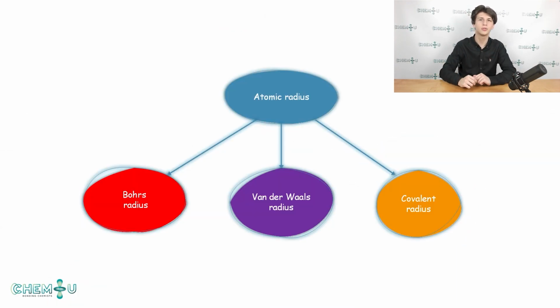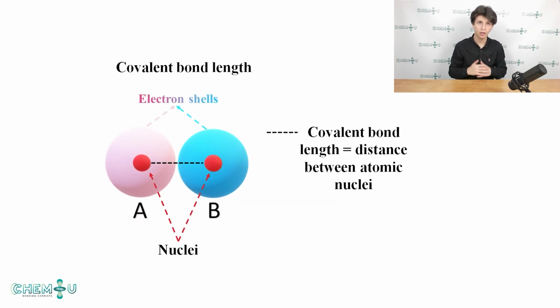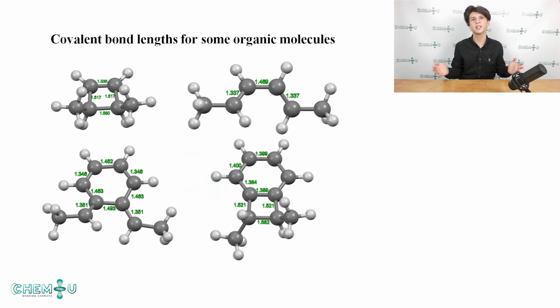To define the covalent radius of an atom, we need to define the covalent bond length first. The covalent bond length between atoms A and B is equal to the distance between their nuclei. Yeah, it's that simple. Now on the slide you can see several organic molecules and some of the covalent bond lengths that are predicted with quantum chemical calculations.